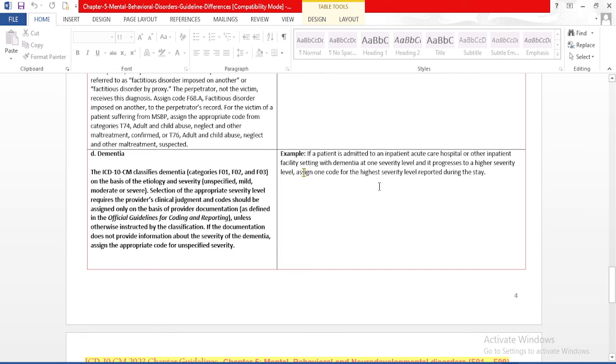We have an example here. If a patient is admitted to an inpatient acute care hospital or other inpatient facility setting with dementia at one severity level and it progressed to a higher severity level, assign one code for the highest severity level reported during the stay. So for example, whenever the patient is admitted, the patient has mild dementia, but during the stay, if the patient has severe dementia, we need to code the highest severity, which is severe dementia.